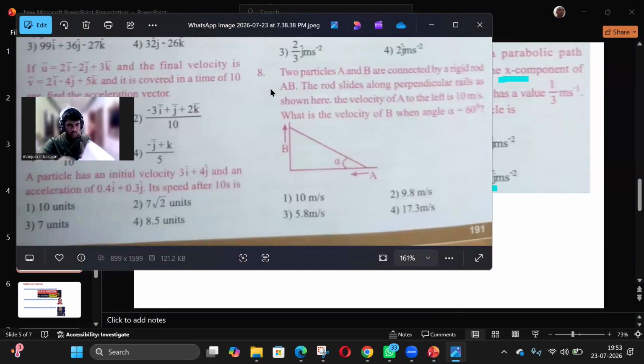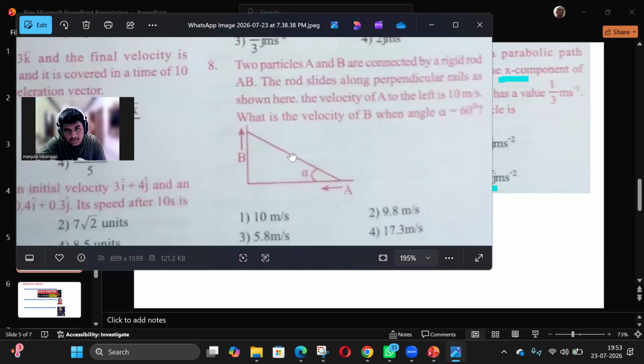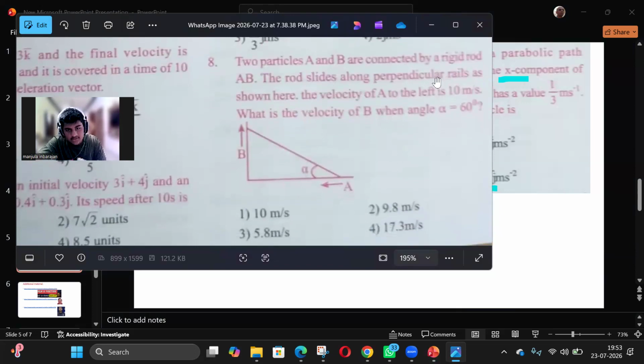Question 8 is done. Now we have to do the next one. The angle alpha is 60 degrees. A moves to the left at 10 meters per second, and alpha is given. Find the velocity of B. You have to use the tan theta formula, I think. What is constant in this question when the rod is sliding? The length of the rod.